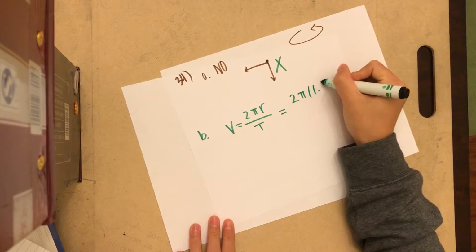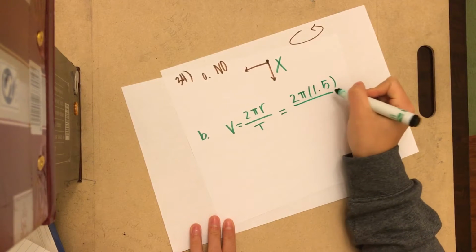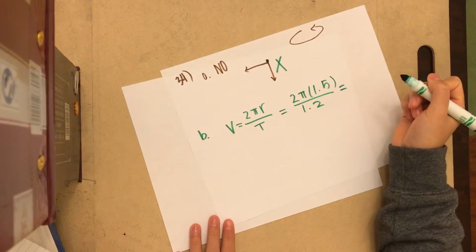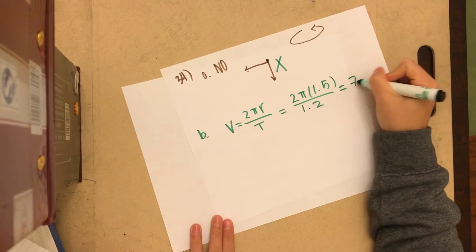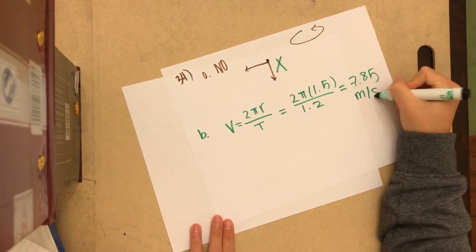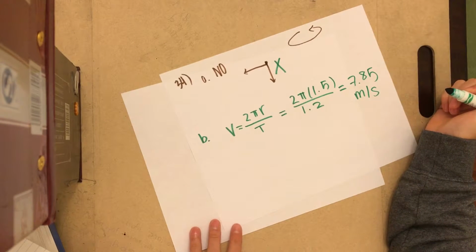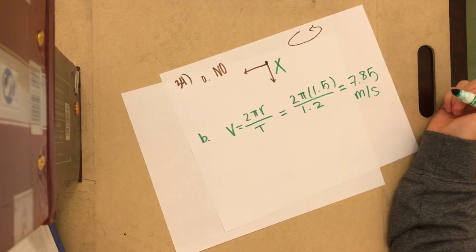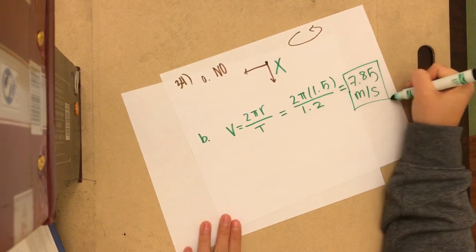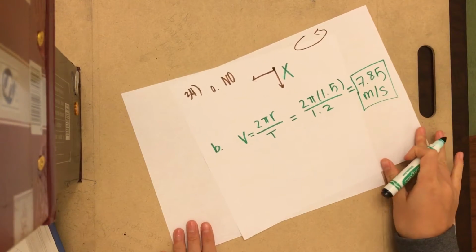this comes to about 7.85 meters per second. And so this is the speed, and this is the answer to part B. Now, moving on to part C.